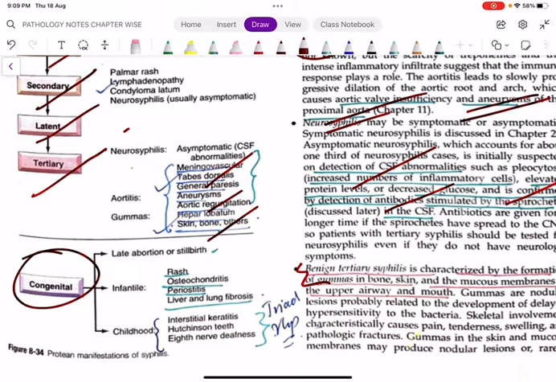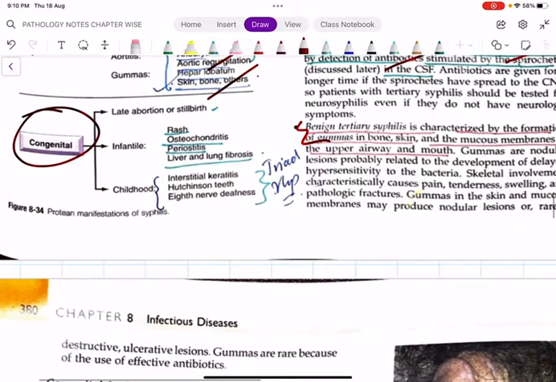And what is congenital syphilis? In congenital syphilis, we have something we call Hutchinson's triad. Congenital syphilis has a characteristic triad of interstitial keratitis, Hutchinson's teeth, and eighth nerve deafness. What is interstitial keratitis? Interstitial keratitis means inflammation of the stroma of the cornea. Then Hutchinson's teeth and eighth nerve deafness.